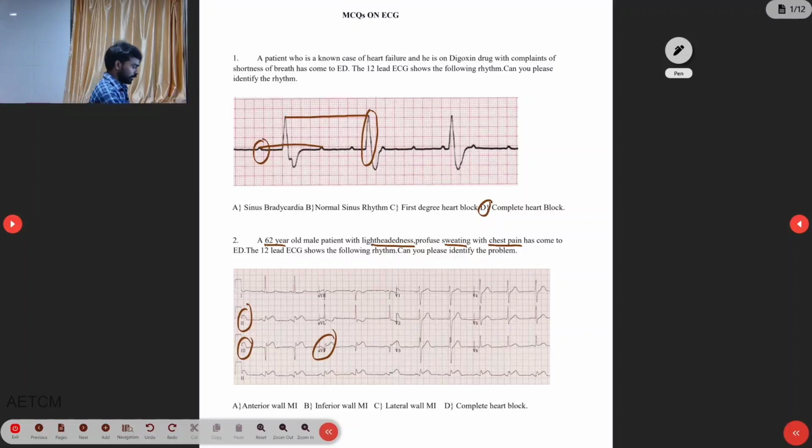So 2, 3 and AVF are all the inferior leads that will pick up the changes in the inferior portion of the heart. As these elevations are there in lead 2, lead 3 and AVF, we will call it inferior wall MI, and we have to correlate with the cardiac enzymes. This is the second question. So the answer for the second question is B, that is inferior wall MI.